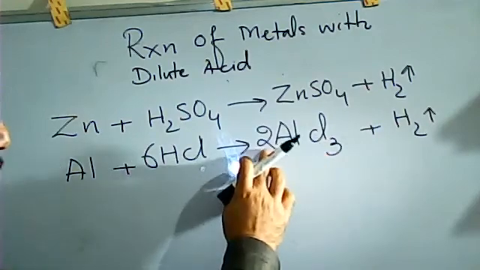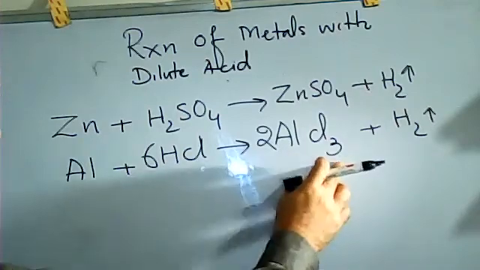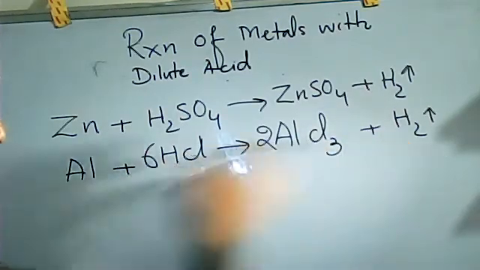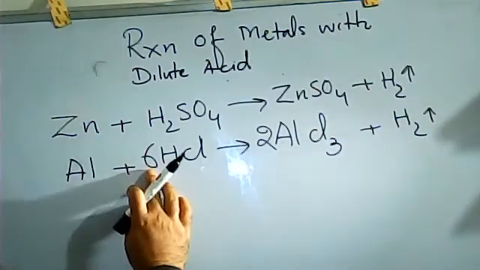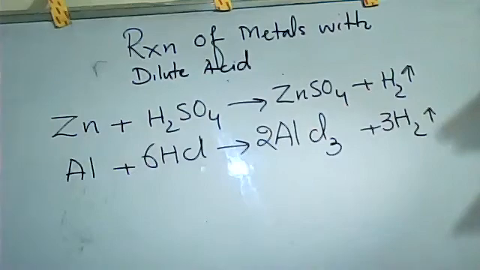aluminium chloride. So 2 3s are 6. We have now 6 chlorides or 6 chlorine. We have 2 aluminium. Now we have hydrogen. Here there are 2 and here there are 6. So we have to multiply here. 3 twos are 6, so it's balanced.